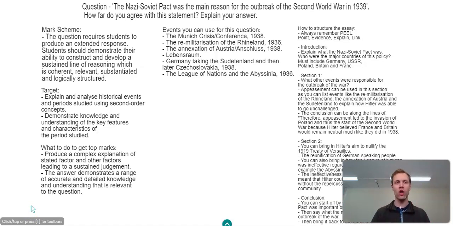In today's session we are going to go through the exam question at the top of the screen. The Nazi-Soviet pact was the main reason for the outbreak of the Second World War in 1939. How far do you agree with this statement? Explain your answer. Now this is a real-life exam question that was used in the 2015 AQA paper under the module Conflict and Tension, the Interwar Years 1918 to 1939.